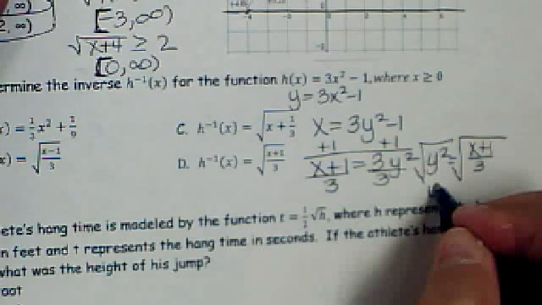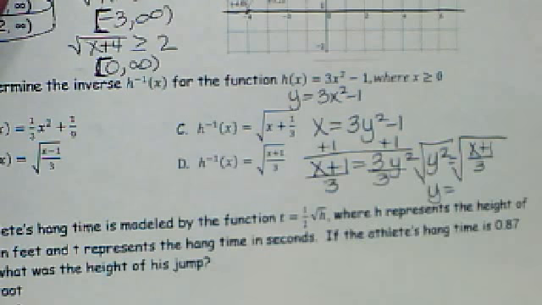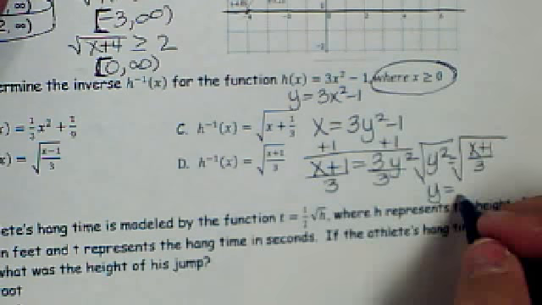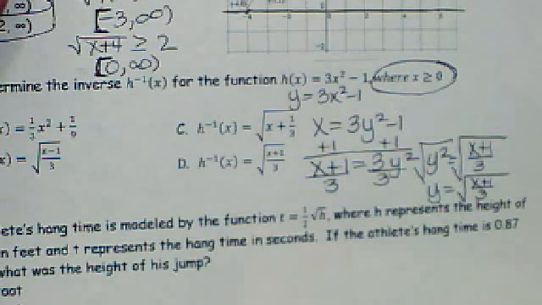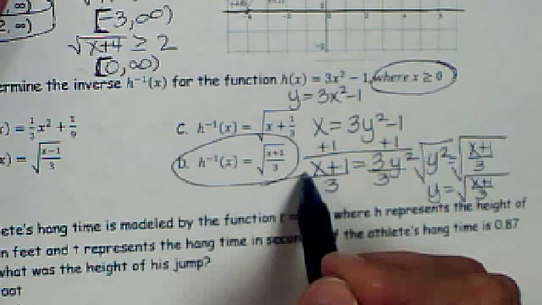Now I'm going to stop here for a second. Remember it said x had to be greater than or equal to 0? In this case, that means I only want that positive square root. I don't want the negative one, because greater than or equal to 0 is positive. So it has to be answer choice D.